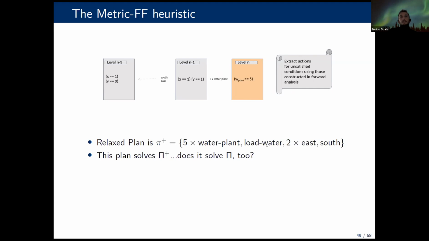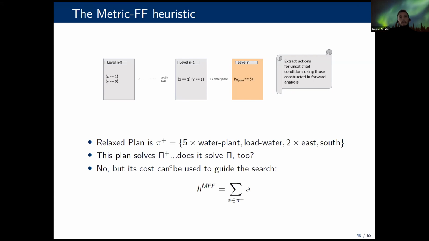the water when we are at the tap, to go 2 times east, go south, and this is a relaxed plan. Is this relaxed plan a plan for the main problem? Of course it is not, but its cost can be used to guide the search. And the heuristic of metric FF is basically the sum of all the actions that are in this relaxed plan. This relaxed plan can be computed by back chaining the sub goals in this recursive schema.